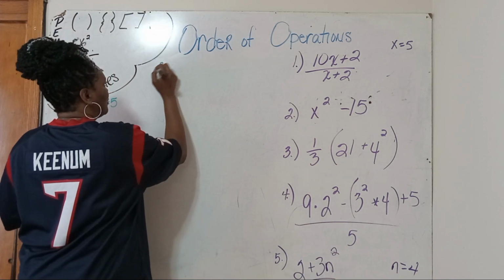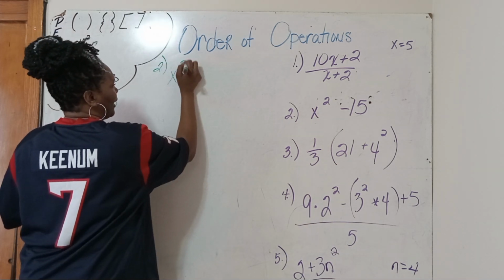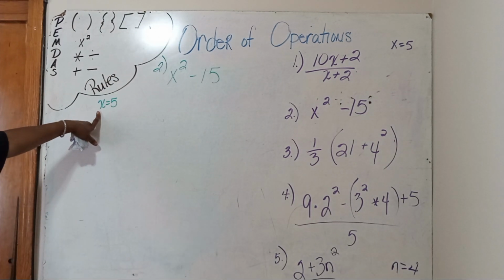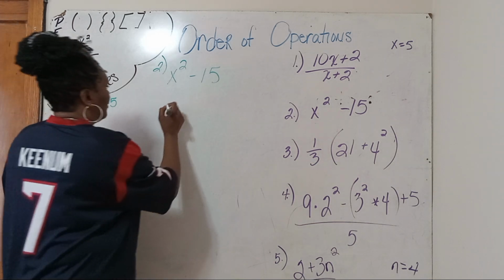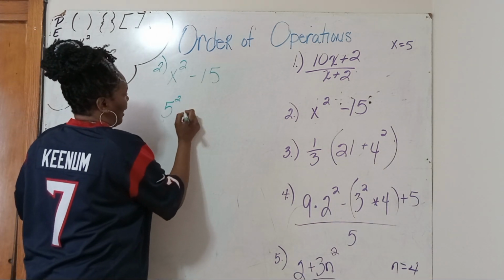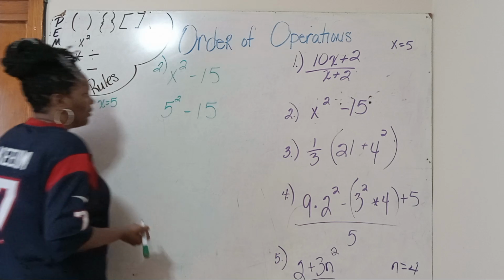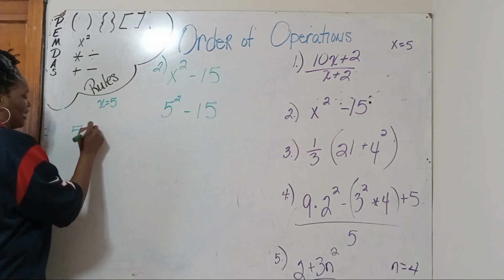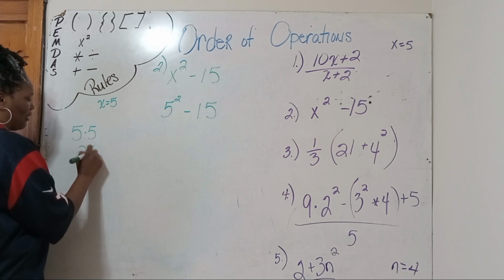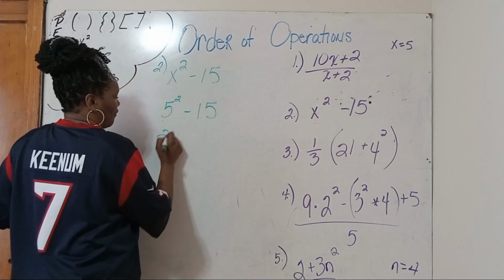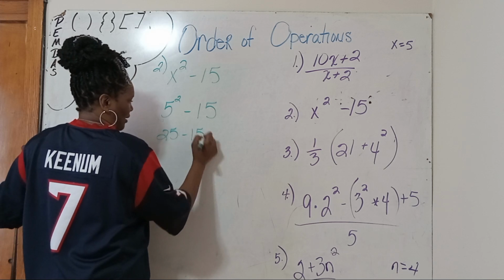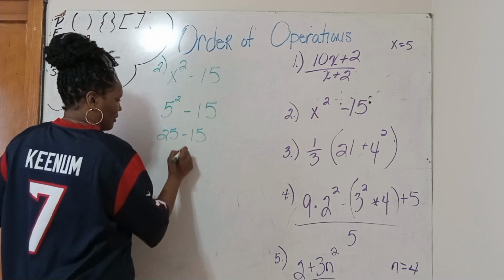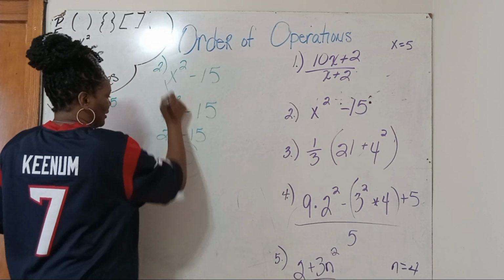Number 2. We have x squared minus 15. What is our x? They already told us x equals 5. So x to the second power minus 15. What's 5 to the second power? 5 times 5 is 25. So we have 25 minus 15, which is 10. That's our answer. I got my Dorito chip.